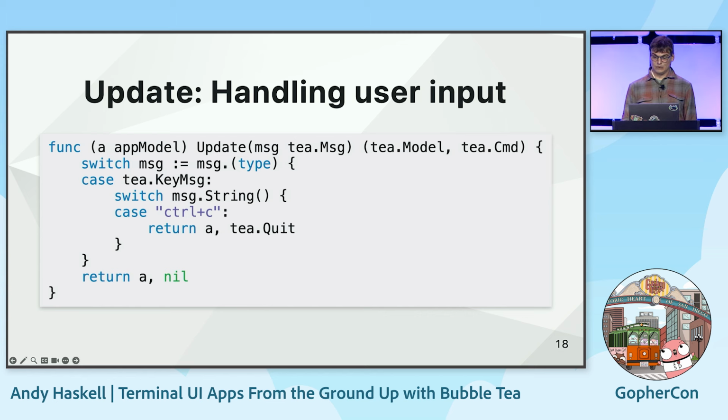So in the switch statement we have right now, we check if we're processing keyboard input. If so, we check if that keyboard input is the user pressing Control-C, and then if so, we return tea.Quit to exit the program, and otherwise we just don't do anything at all with the input.